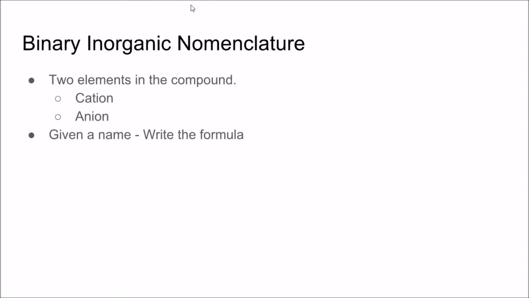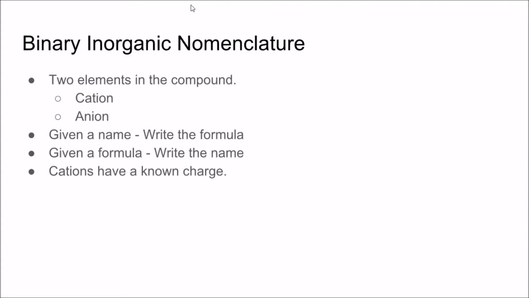This video is going to walk you through binary inorganic nomenclature. And so that is a kind of compound where there are just two elements. One of them is going to be a cation, the other one is going to be an anion. And we're going to be given a name so we can write the formula, and we're going to be given a formula so we can write the name.